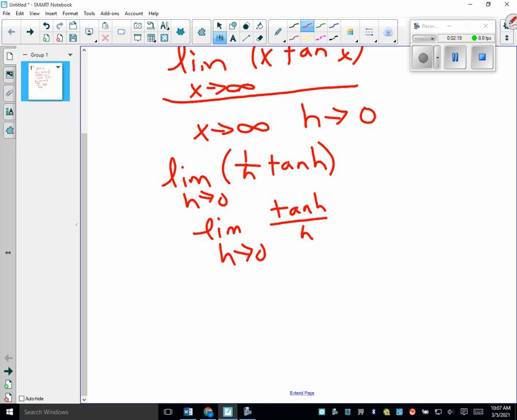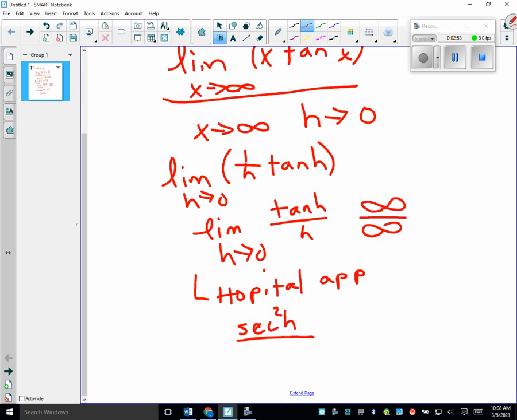Nice. So now you do L'Hopital. It's actually 0 over 0, but my regular problem would be infinity over infinity, so L'Hopital applies, right? So, now what's the derivative of tan x? Secant squared. So I have secant squared h over 1.